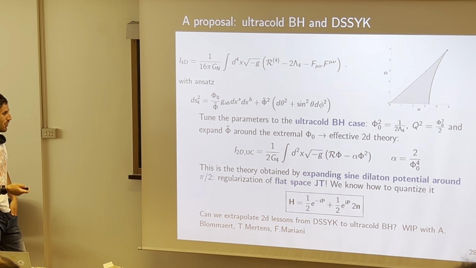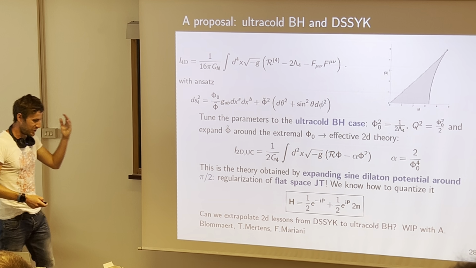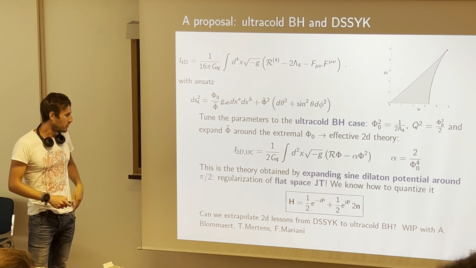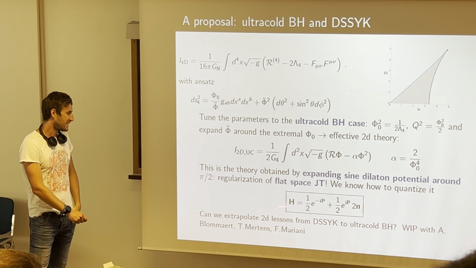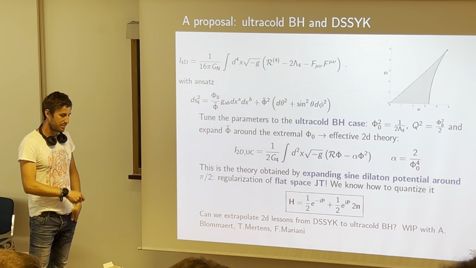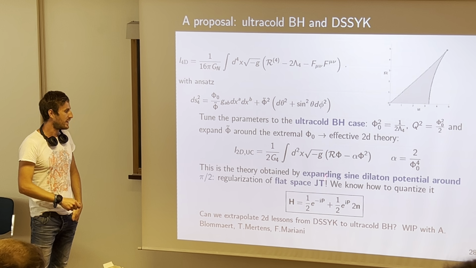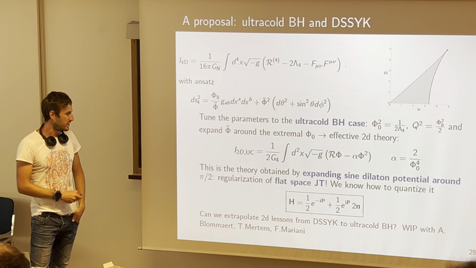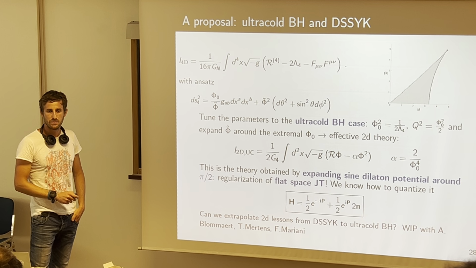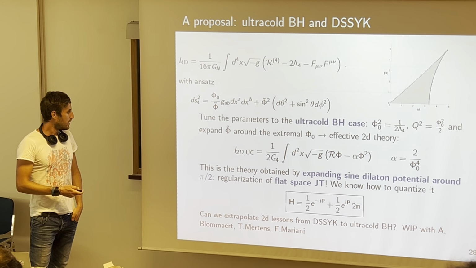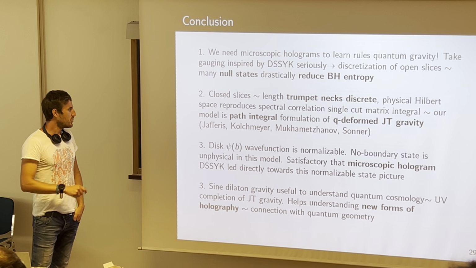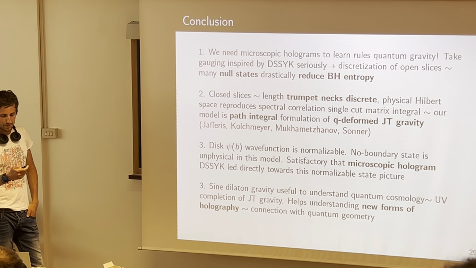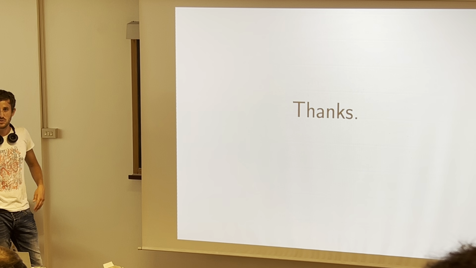So the hope we have is, since JT gravity can be used to extrapolate lessons about these higher-dimensional black holes, maybe we can embed DSSYK in this four-dimensional black hole and extract some lessons, since we know how to quantize this theory in this limit. This is still an open question, but we hope to investigate more on that. These are just the conclusions, but I can skip them. I thank you very much for the attention.